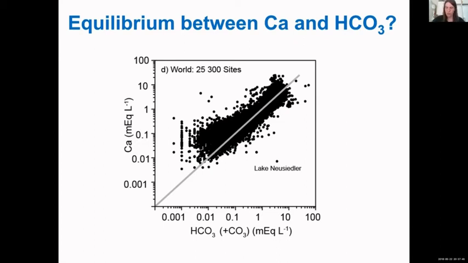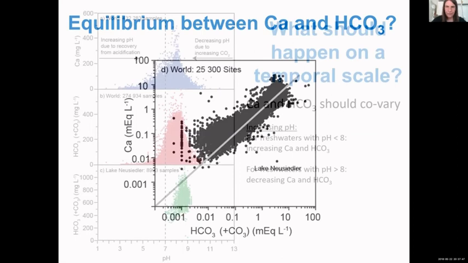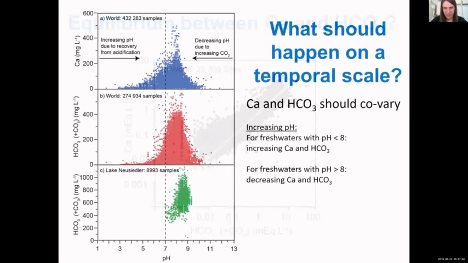But there's also a question mark because, yeah, if this is the case, then we should see this on a temporal scale as well. So what we should see is that calcium and bicarbonate should actually follow each other on a temporal scale now. Which means if you have an increasing pH, which a lot of freshwater show because we have a recovery from acidification, and they still remain below 8, which you see on the figure here, then we should see an increasing calcium and an increasing bicarbonate.